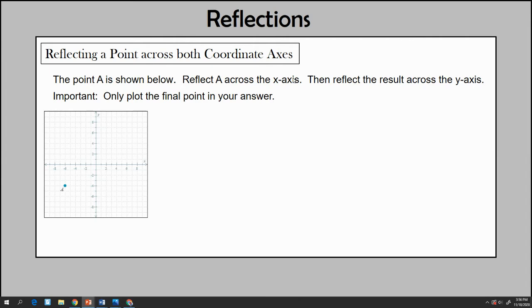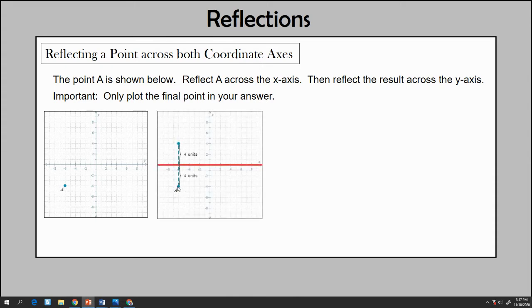We're going to reflect A across the x-axis, and then we're going to reflect the result of that first one across the y-axis. And they only want your final point in your answer. All right, so the first thing I would do is take point A, and we're going to reflect it over the x-axis. So again, here's the x-axis.